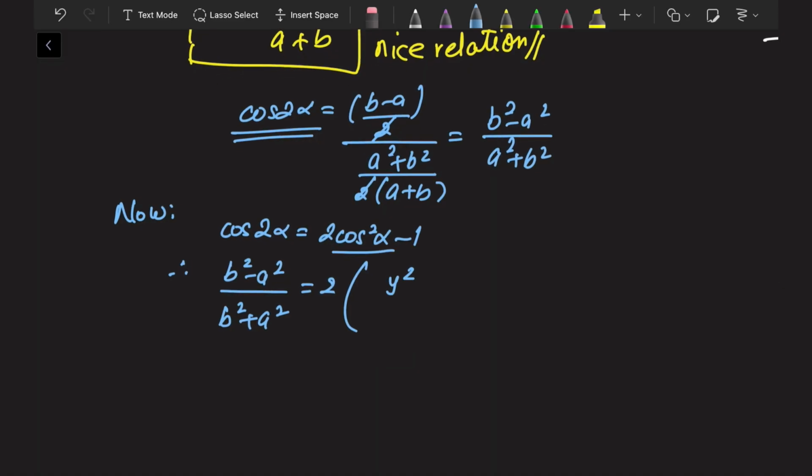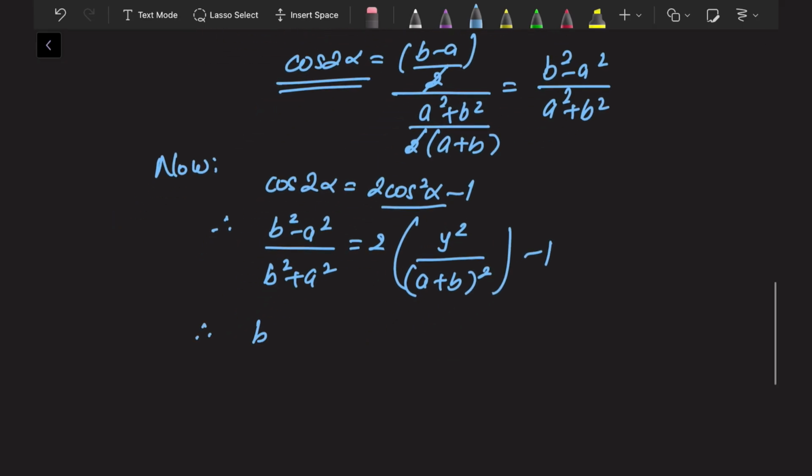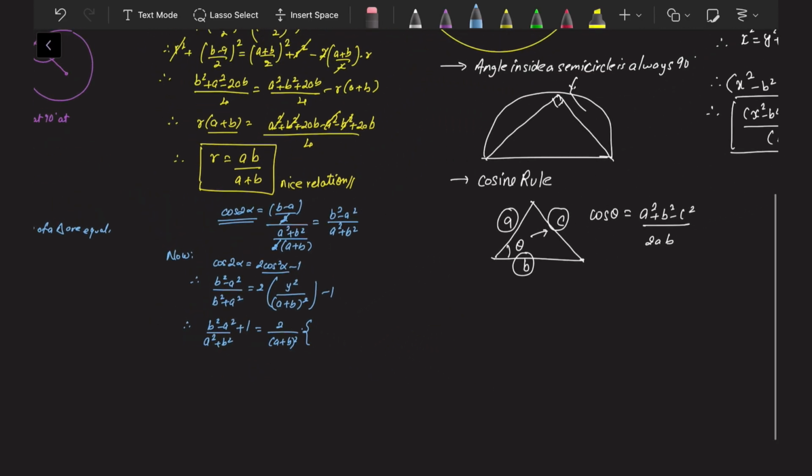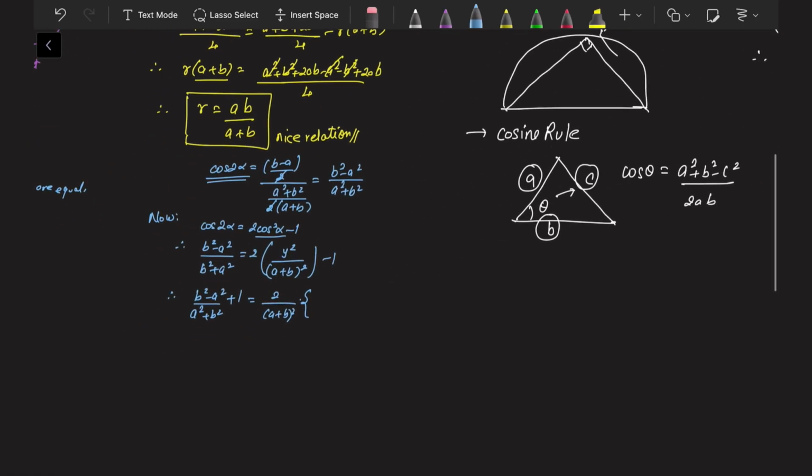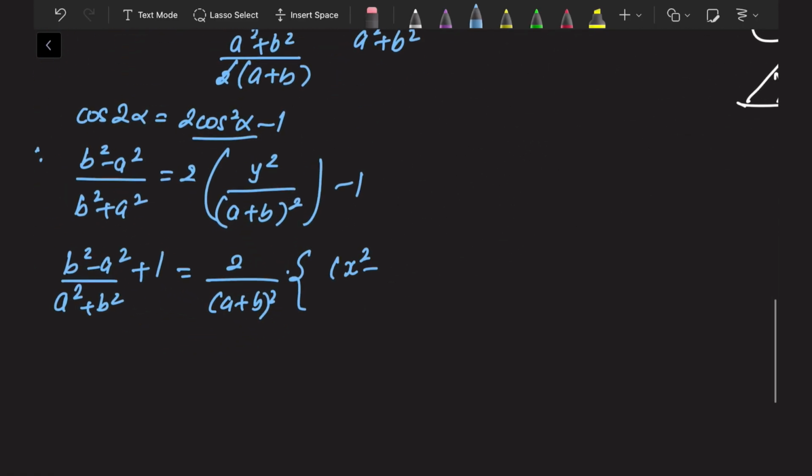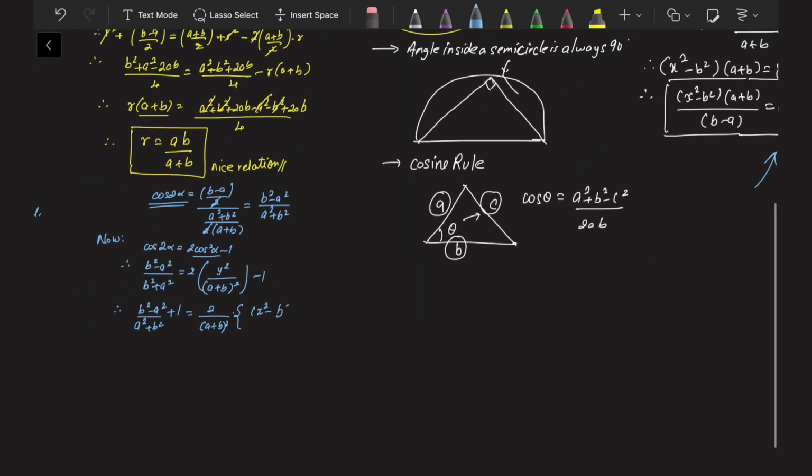Now it says 2 times cos square alpha, so y square upon (a plus b) also gets squared, minus 1. So therefore, (b square minus a square), the negative one will become plus 1. Sorry, the LCM has to be taken before. So just plus 1 upon (a square plus b square), and that is twice of (a plus b) the whole square. Now look carefully, we have y square and we have already got its value. The value of y square we have got is x square minus b square, multiplied by (a plus b), and all of this divided by (b minus a). Okay.